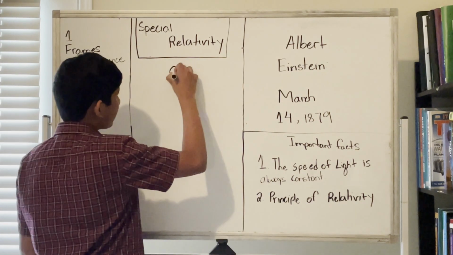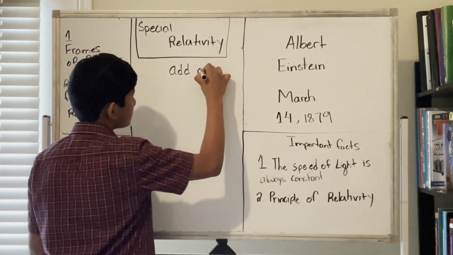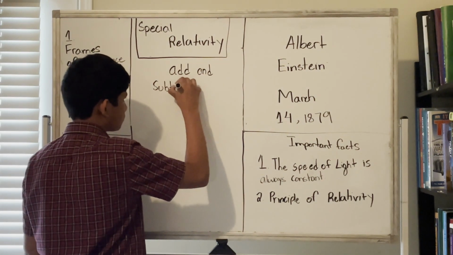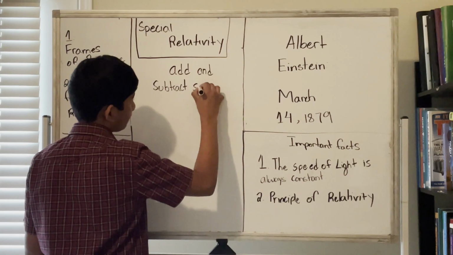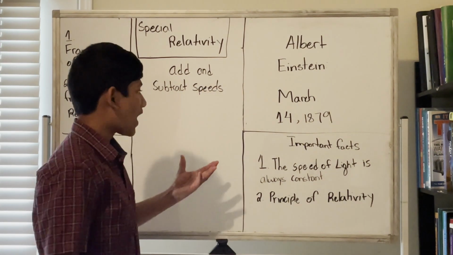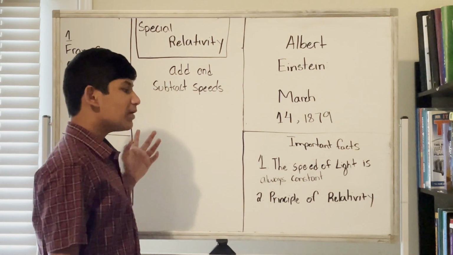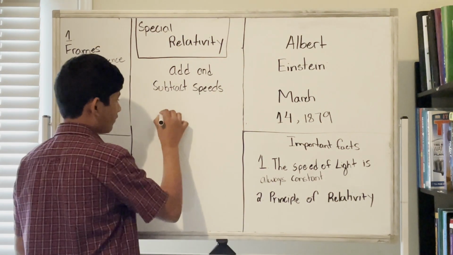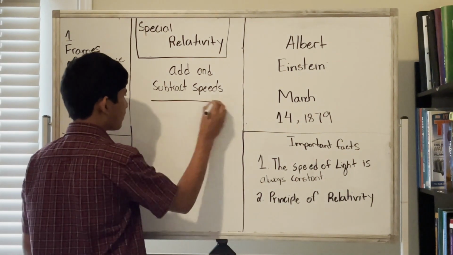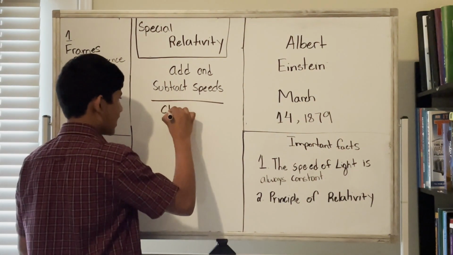Well, in classical mechanics, we can add and subtract speeds. But when we have this example involving light, so let's first take the example with classical mechanics. So we'll call this classical.